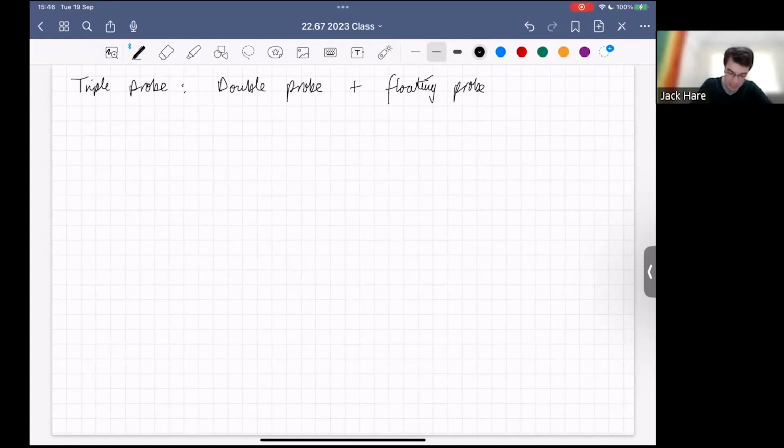So we have our double probe as before, like this, and we bias it with some bias potential, and we measure the current across a resistor, but we also have stuck somewhere nearby our single probe. So that is floating. There we go. Okay.